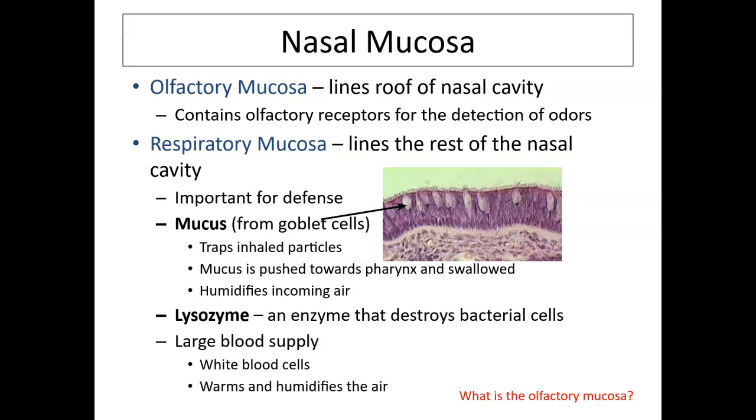In the digestive unit, we discussed how stomach acid plays a role in protecting the body from pathogens. The nasal mucosa also contains these lysozymes, which destroy bacteria. Lastly, the nasal mucosa has a rich blood supply. Think when someone has a bloody nose. There's a lot of blood, right? Blood is warm and helps to humidify the air as it passes through the nasal cavity.